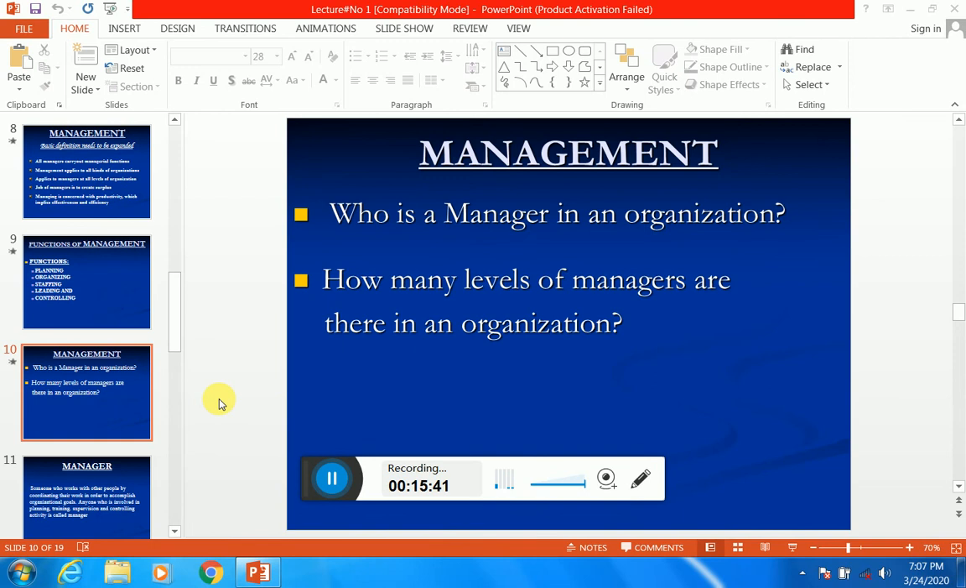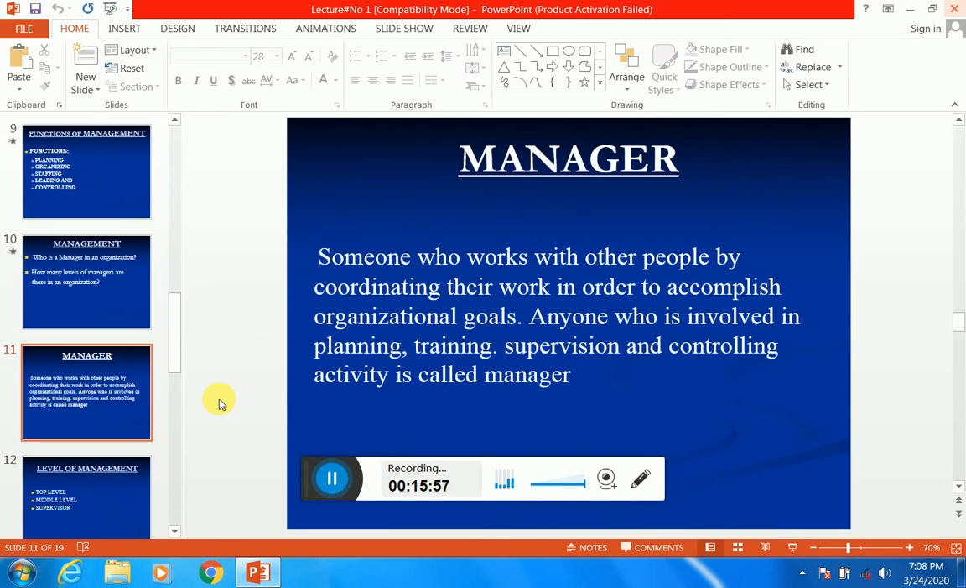Now our next concern is who is a manager inside the organization and what are the different levels of managers in an organization. Let's start with the definition of a manager. According to this definition, a manager is someone who works with other people by coordinating their work in order to accomplish organizational goals. Anyone who is involved in planning, training, supervision and controlling activity is called a manager.